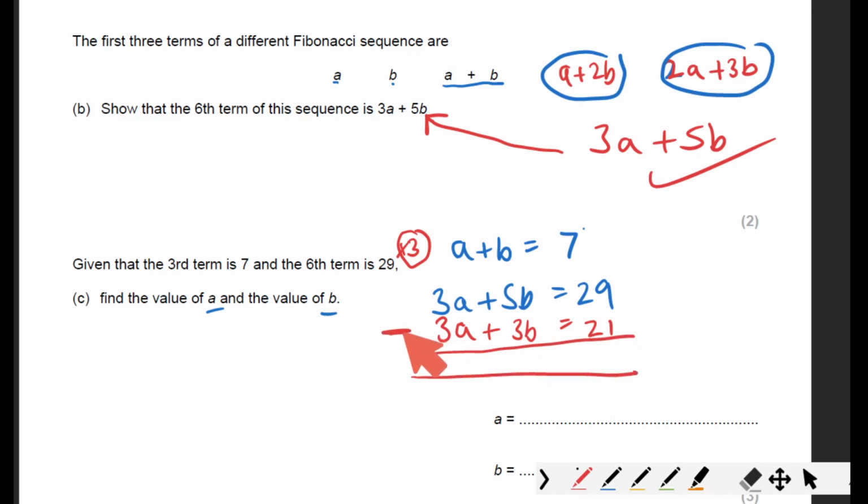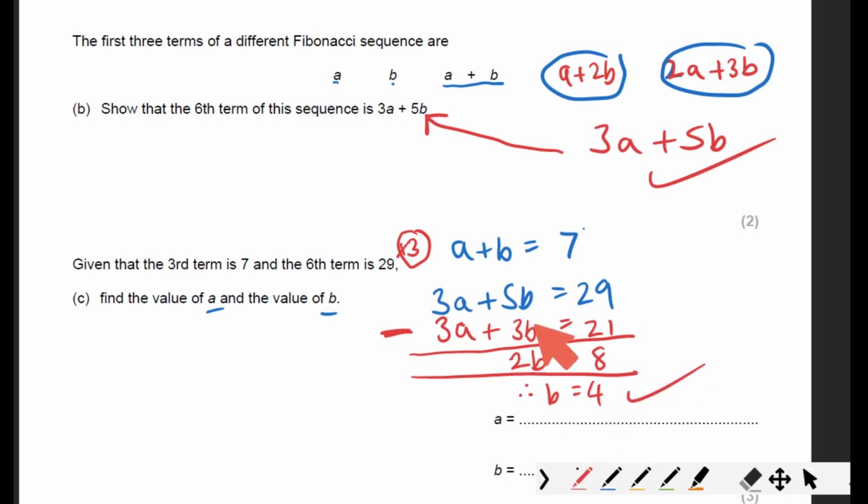Right, I can do a takeaway. Decide which way to do takeaway, top to bottom or bottom to top, whichever is convenient. I think top to bottom is more convenient this time, because then I won't have to deal with negative numbers. 3a take away 3a is 0. They cancel out. I've got rid of one of the letters. 5b take away 3b is 2b, and 29 take away 21 is 8. Therefore, 2 times something is 8, so b is equal to 4.